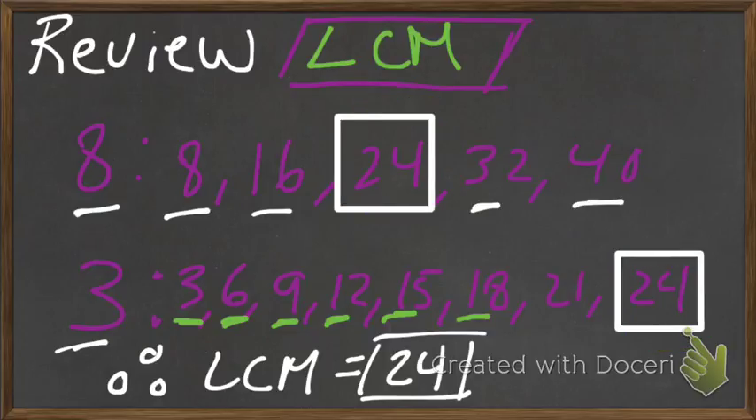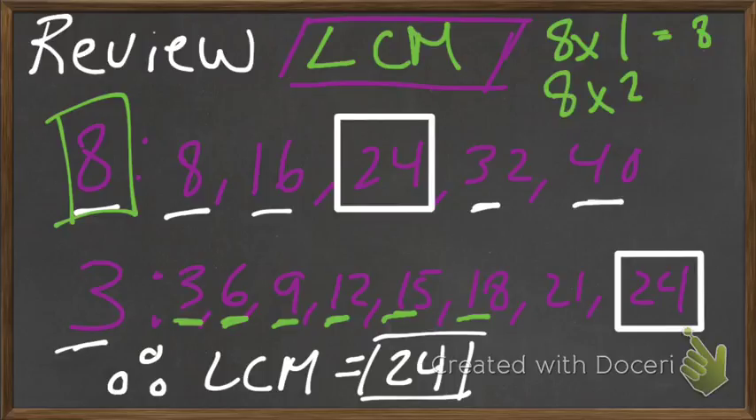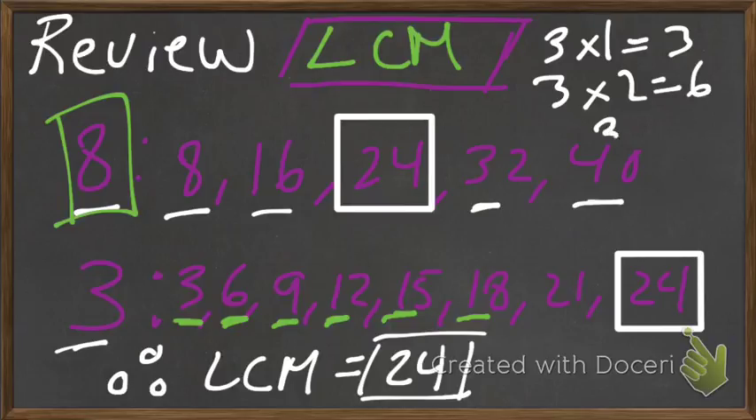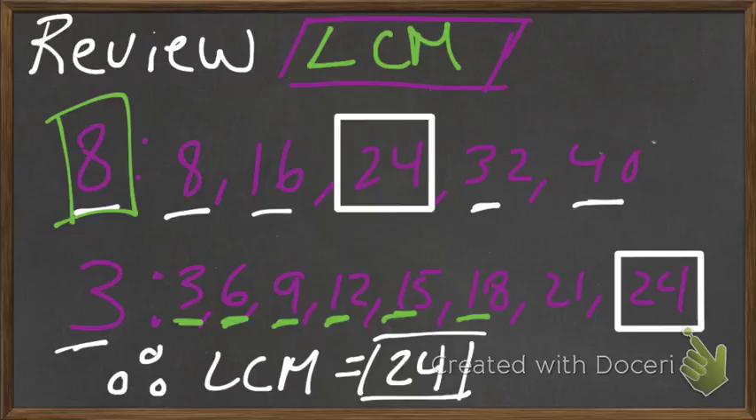Now, just to remind, the way we find multiples, if we take our first number, our number 8 here, we multiply 8 by 1, we get 8. 8 by 2 gives us 16. 8 by 3 gives us 24. And we will do the exact same thing with the value of 3. 3 by 1 gives us 3. 3 by 2, or 3 multiplied by 2, equals 6. 3 multiplied by 3 equals 9. And then 12, 15, 18, 21, and so on. If you do that with both numbers, or however many numbers you have, you will find a lowest common multiple.